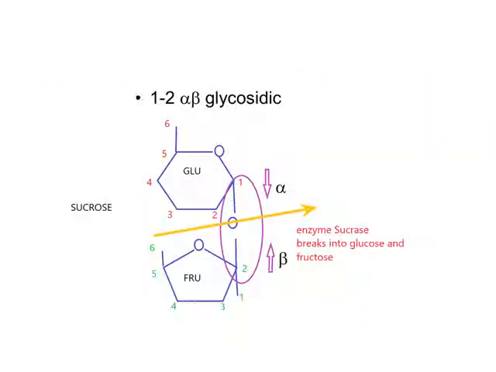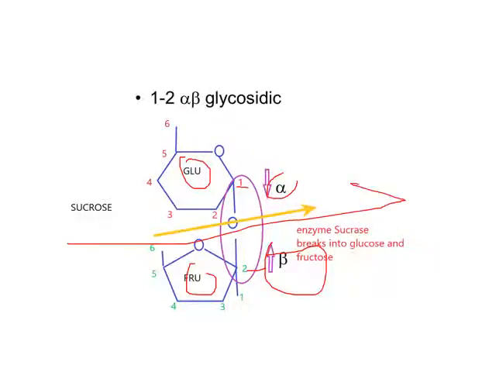And here it is again. On top is the glucose, on the bottom is fructose, and you get this connection 1,2, alpha, beta. Okay, and there's an enzyme called sucrase, which will break this into its components, glucose and fructose.